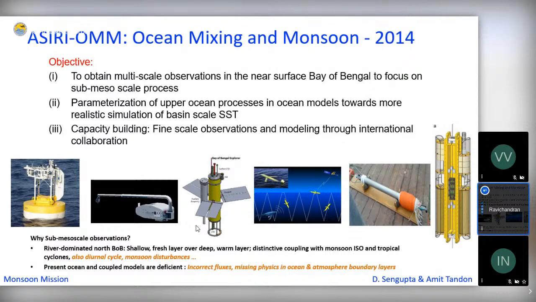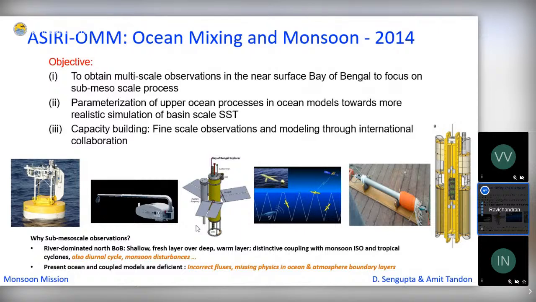And also a few of the gliders have been deployed in the Bay of Bengal and try to operate as a fixed location as well as to go from one place to another place to get the section. So unlike Argo floats, you can program this in such a way that you can cover the spatial area to a certain extent.